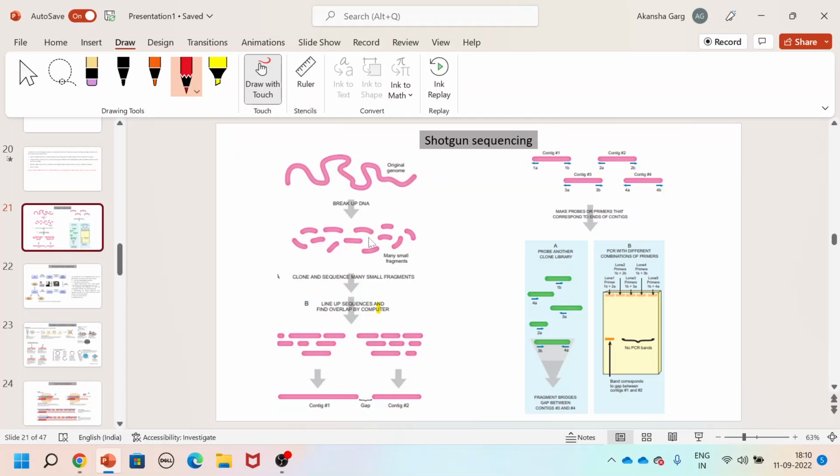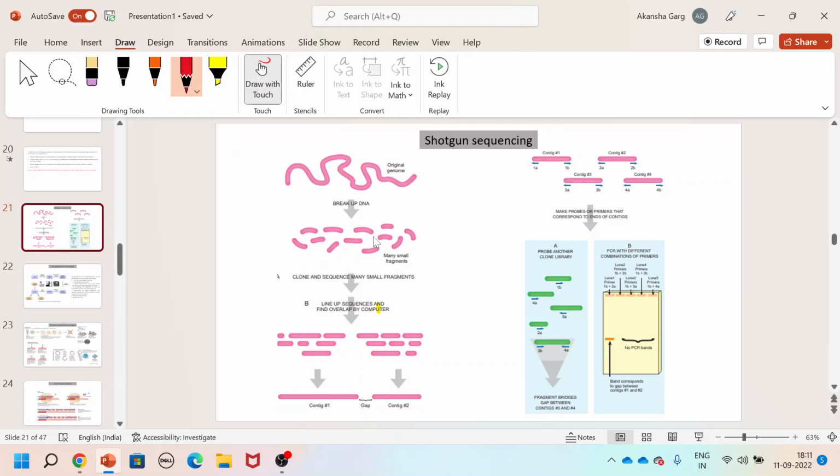In Sanger sequencing, see, Sanger sequencing is based on the replication principle. So it is basically terminating the replication of the DNA synthesis, right? While on the other hand, shotgun sequencing is not based on the termination of the replication synthesis, but it involves the sequencing of many smaller fragments, and then it tries to identify the overlapping regions.